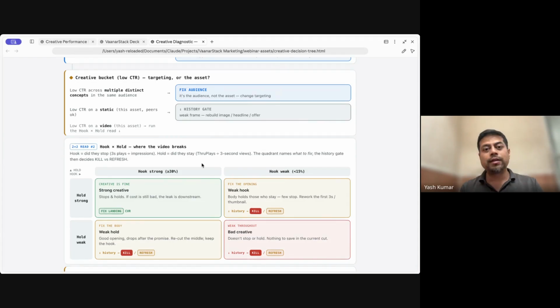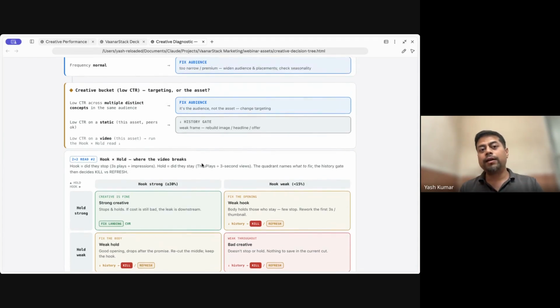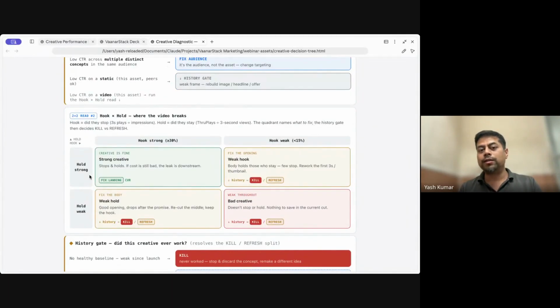Okay, the CTR part, right? That if CTR is low everywhere, which means that whatever creative you are showing to the audience, they are not interested in actually clicking on those ads, and hence CTR is low throughout. Okay, so that's the problem, that you need to fix the audience. If, let's say, there is a low CTR on a static, then we will move to the history gate and we will talk about what history gate is, right? If CTR is low on video, then we will look at the hook and hold analysis, hook rate and hold rate. Now, just to keep it a bit, we explained what hook rate and hold rate are.